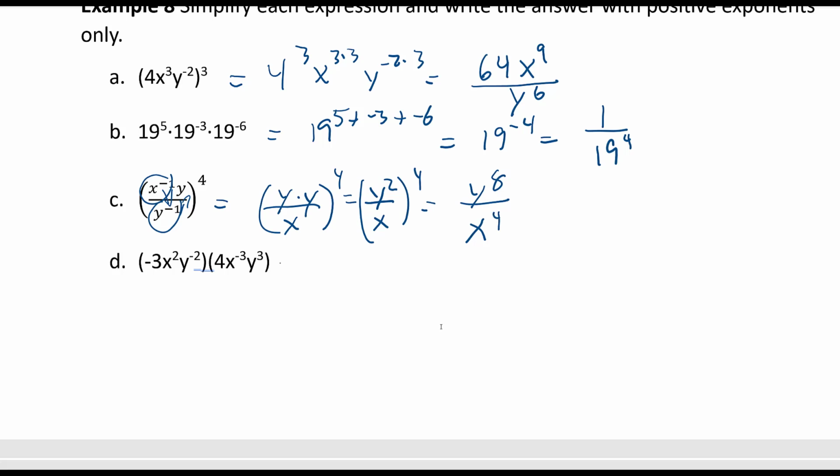Okay, this last one here. I have a negative 3, x squared, y to the negative 2, 4x to the negative 3, y to the 3. Negative 3 times 4 is negative 12. Then I have x to the 2 plus negative 3, y to the negative 2 plus 3. So negative 12, x to the negative 1, y to the 1. So it's negative 12y over x.